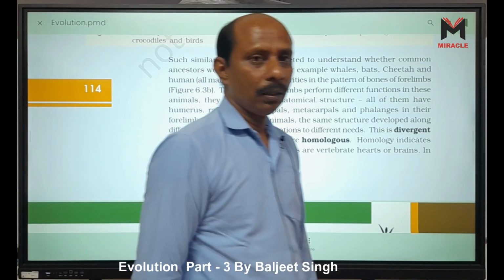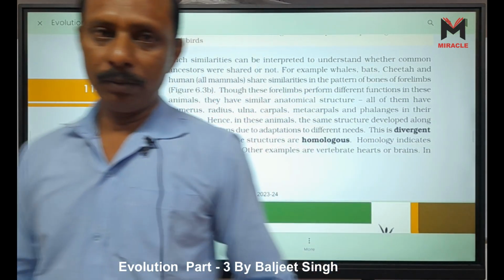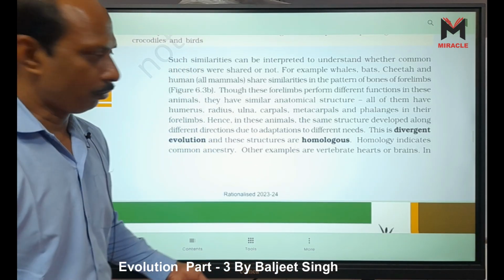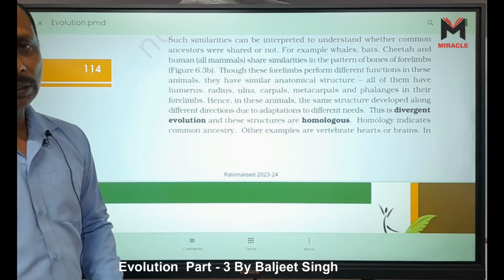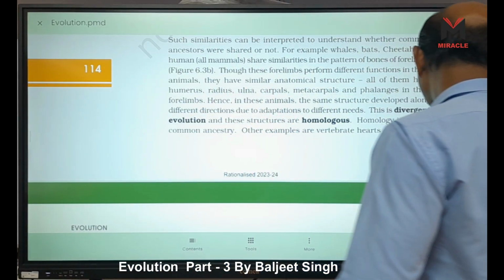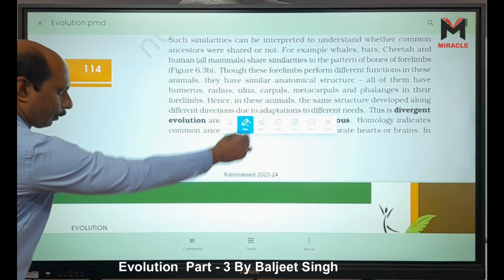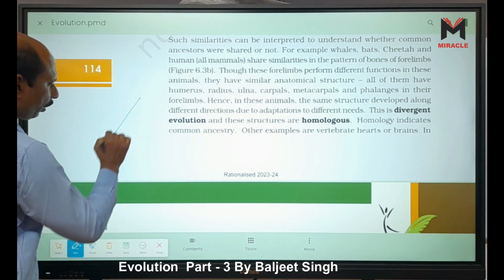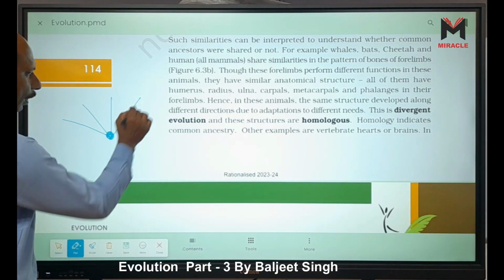Whale is aquatic, so flippers are formed, right? Bat, because of aerial adaptation, so they fly and wing-like structures are formed. Tigers, running. Humans, different function, we know. Humans have too many functions, right? This is called divergent evolution. Divergent means origin same. You can understand why it is called divergent. It means that the origin is the same, but according to different habitats, they develop into different forms, right? Origin same, but different form.